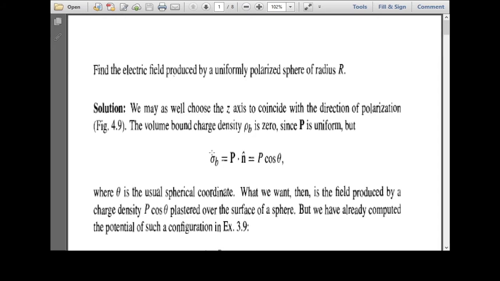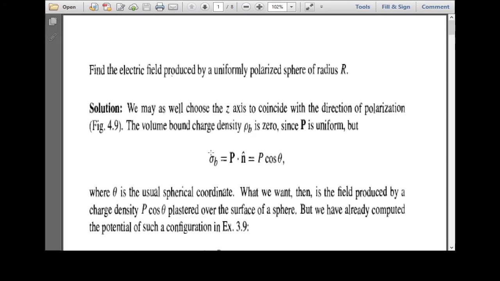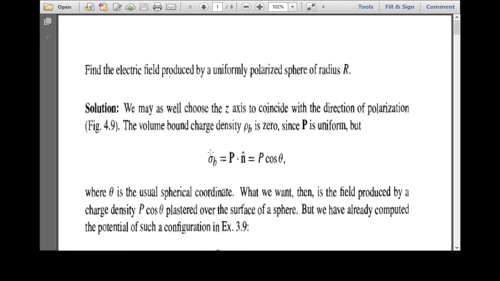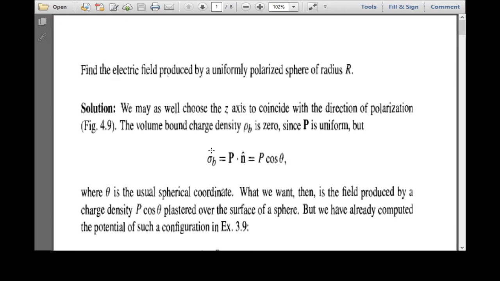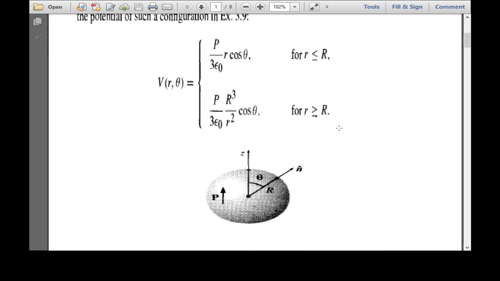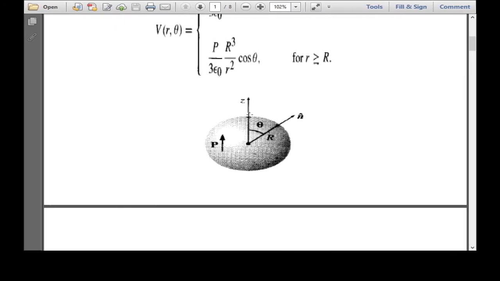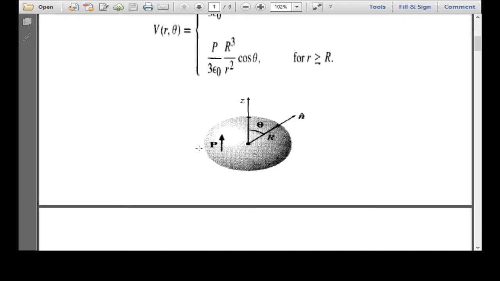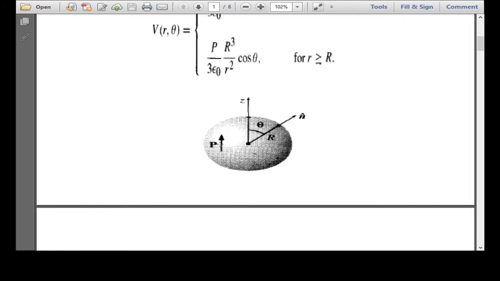Let us today study about the electric field produced by a uniformly polarized sphere of radius capital R. This figure is shown here. This is a uniformly polarized sphere. The polarization vector is shown, which is parallel to the z-axis. We take a point P, and the direction is given as n cap. Now we consider this general point. At this point we are going to find the potential and then find the electric field.